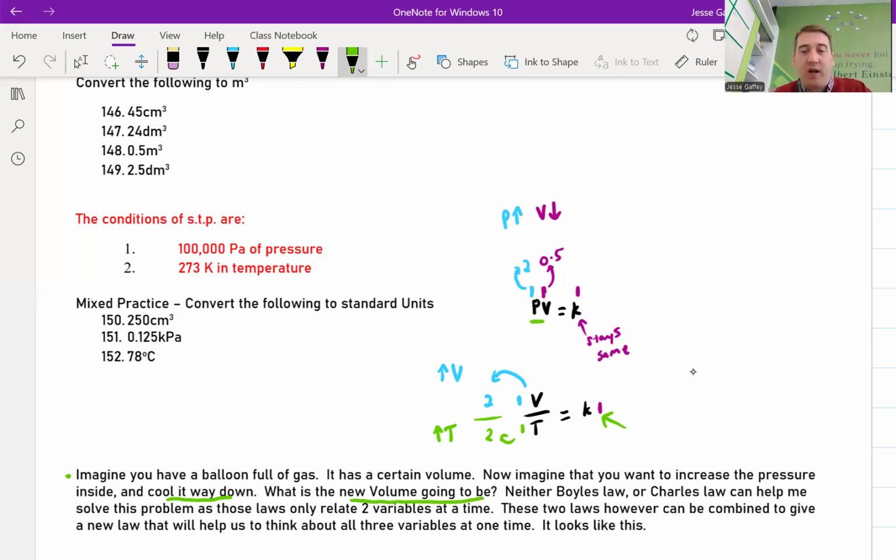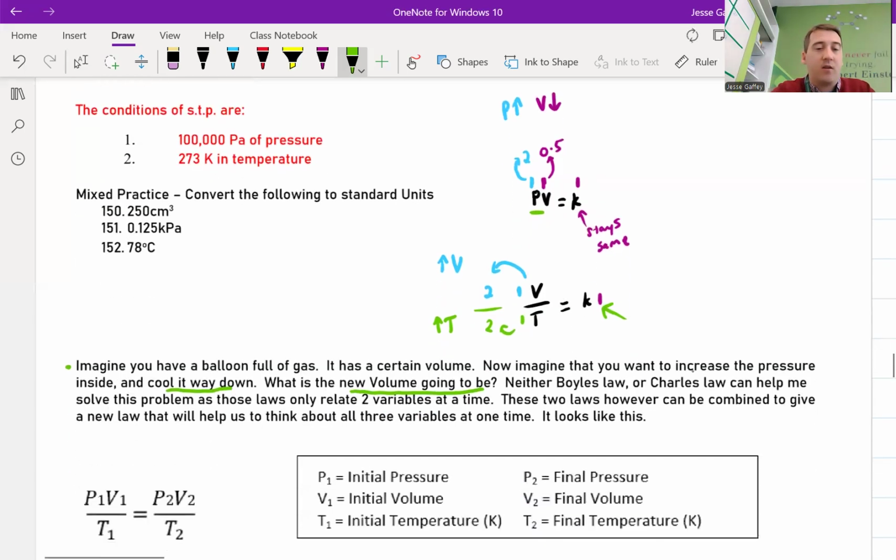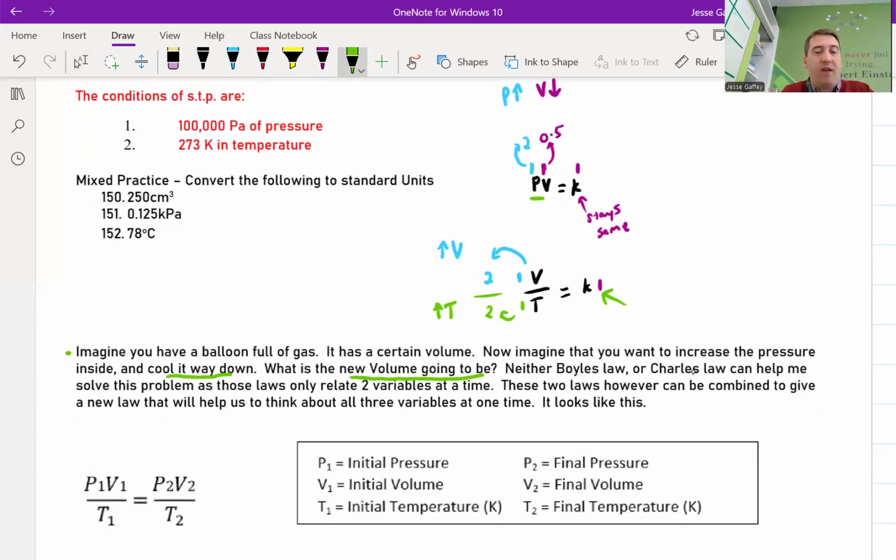Neither Boyle's law nor Charles' law can help me solve this problem, as those laws only relate two variables at a time. These two laws, however, can be combined to give a new law that will really help us think about all three variables at one time. It goes like this. P1 V1 over T1 equals P2 V2 over T2. This is what each thing stands for, okay?